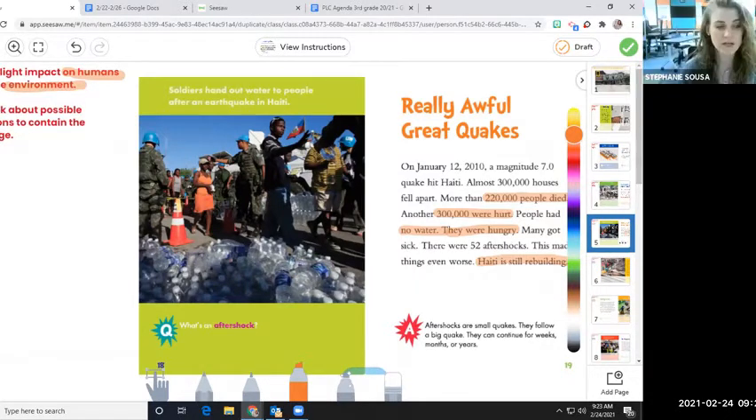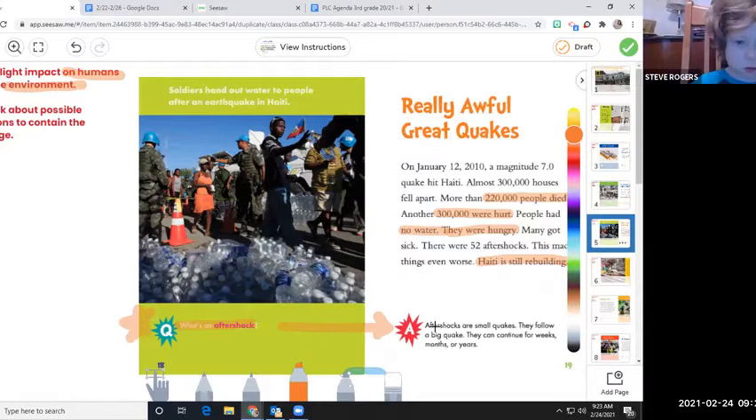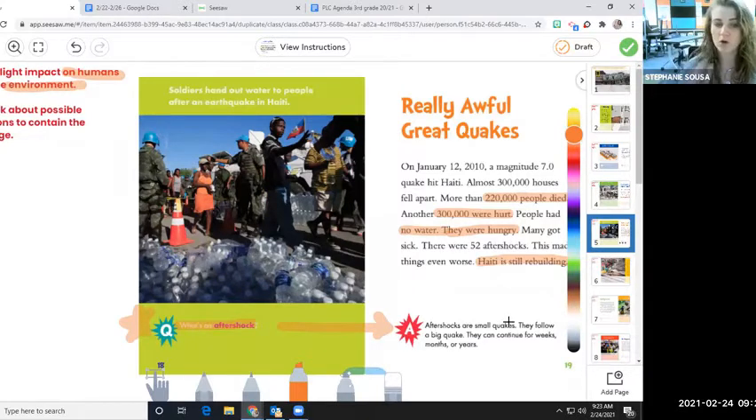Great question, Steve. Take a look at this text feature down here. What's an aftershock? Let's look at these. Aftershocks are small quakes. They follow a big quake. They can continue for weeks, months, or years, okay?